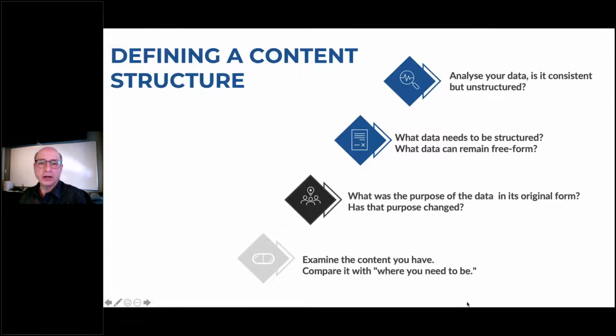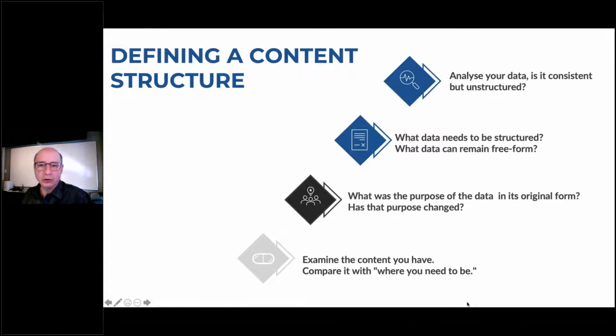Once you've done your initial analysis, does everything you have need to be structured? What was the purpose of the data in its original form? Why are you doing it? Has the purpose of this data changed? Will it have to remain in its current form throughout its entire life cycle, from your initial investigation through the approval process? When you're thinking about structure, think about the process.